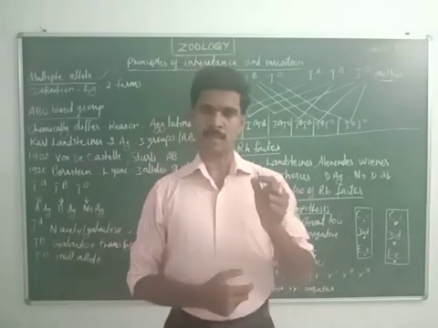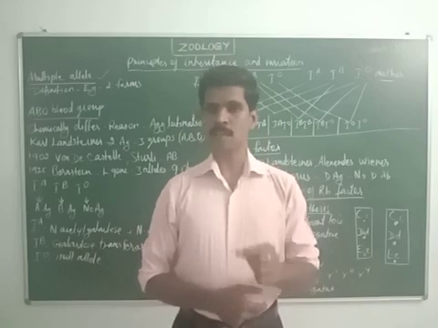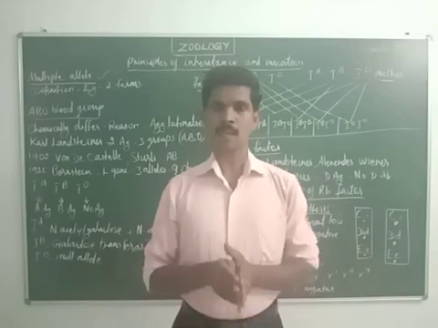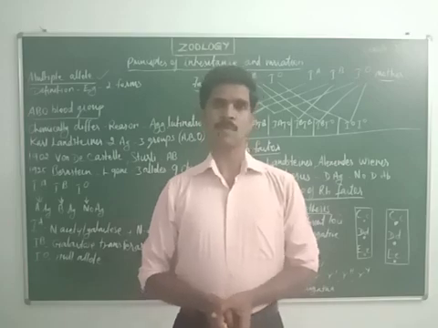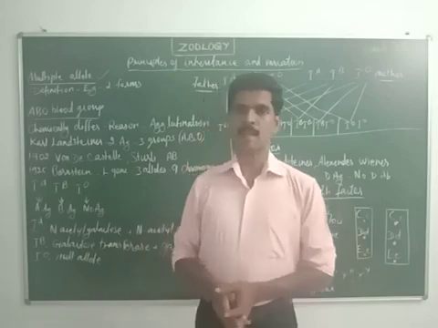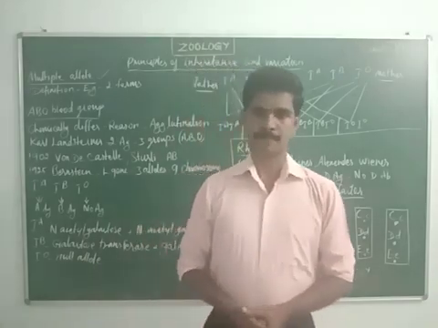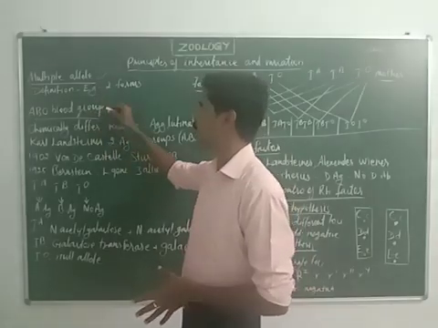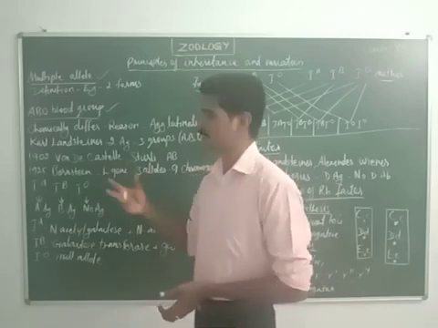So multiple alleles means when 3 or more alleles together determine a particular single character, but all these alleles are located at the same location of a chromosome. This condition is called multiple allele, and this type of heredity is called multiple allelism. The example for multiple allelism is the ABO blood group.